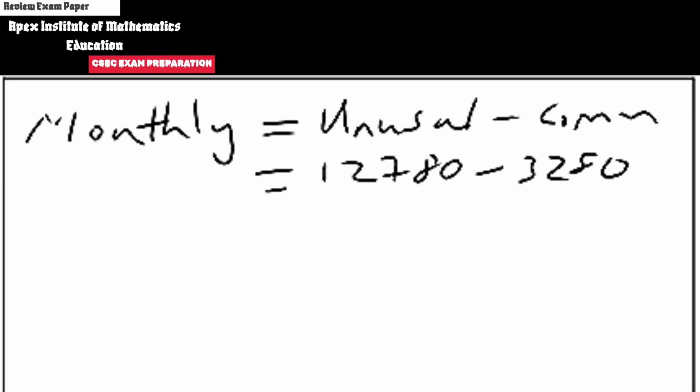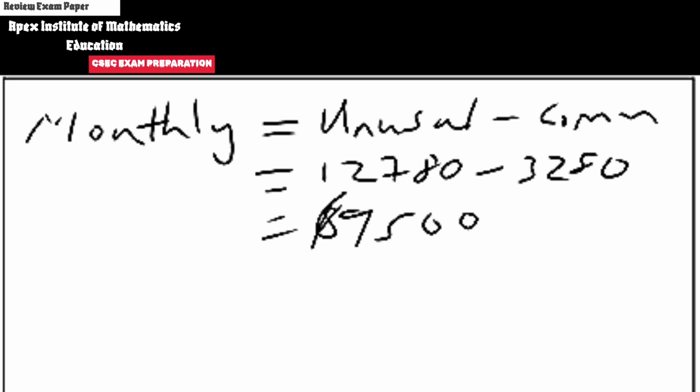Let me just double check on that. 12,780, correct, minus 3,280. So if we subtract those two, we will end up here with $9,500. All right. And that's why it's only worth 1 mark, ladies and gentlemen, because it's a basic subtraction. 1 mark just for the interpretation and the calculation. All right, no problems with that.